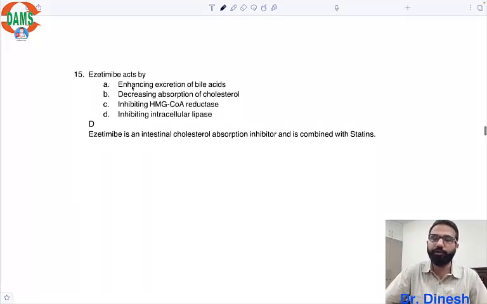Then, a very important drug, ezetimibe, acts via... Is the drug approved for cholesterol control? It enhances the excretion of bile acid? No, these are bile acid sequestrants. Decreases the absorption of cholesterol? Yes. It interferes with cholesterol absorption from the intestine. We have the NPC1L1 transporter in the intestine, and that is blocked.